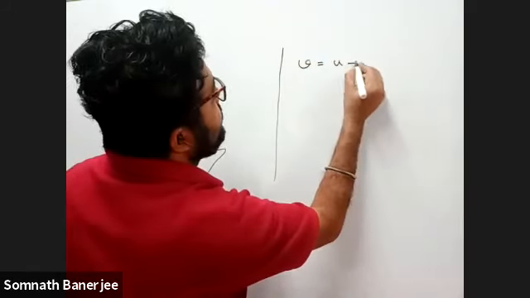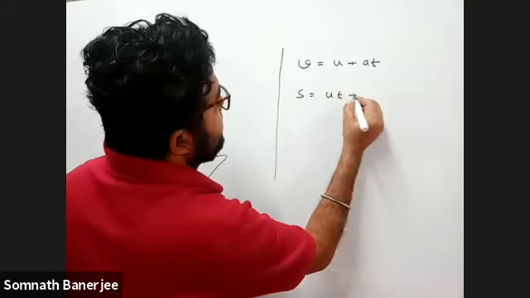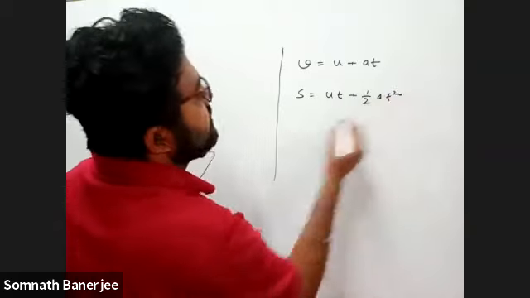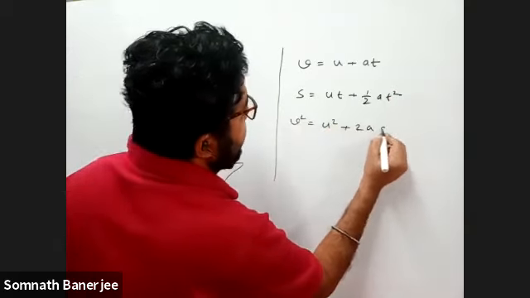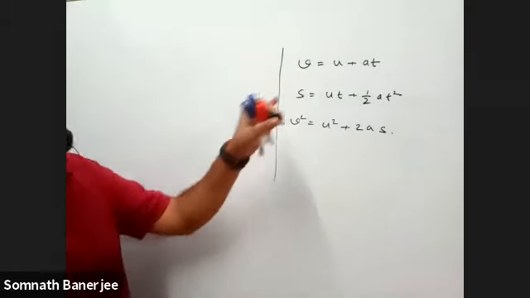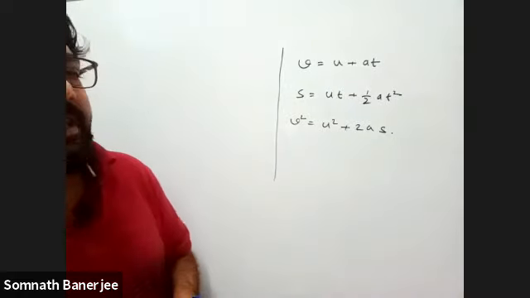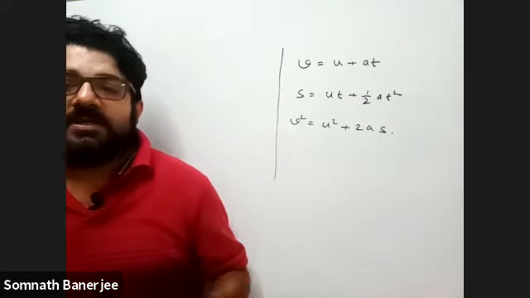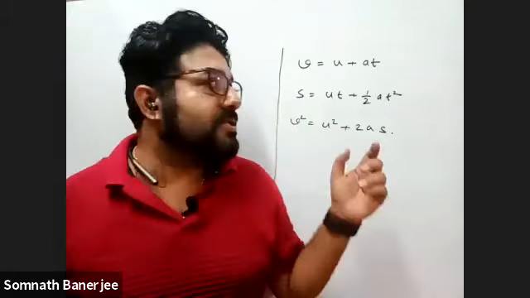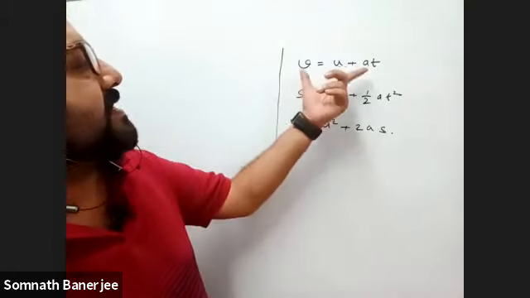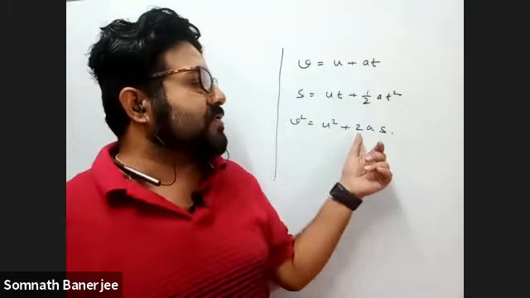First one is V equals U plus AT. Second one is S equals UT plus half AT square. Third one is V square equals U square plus 2AS. These are the three formulas we can use. If you know a little bit about vectors, we have a particular direction, so on that basis we can say these two are in vector form, but here you have the square form.